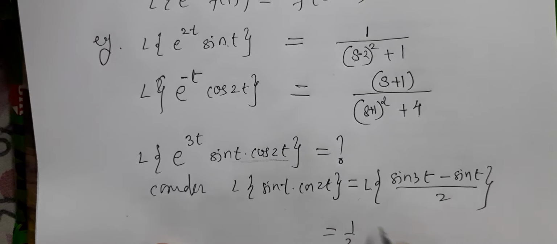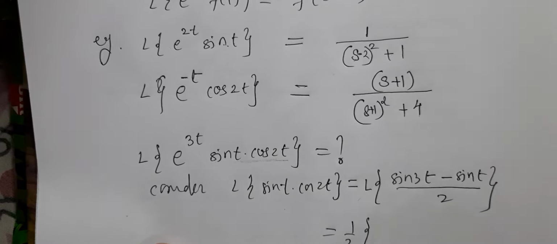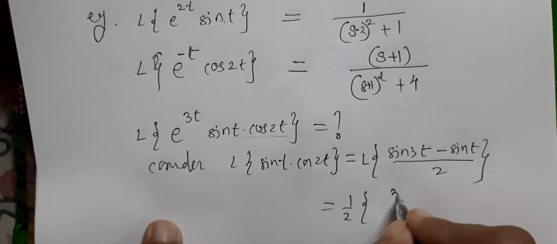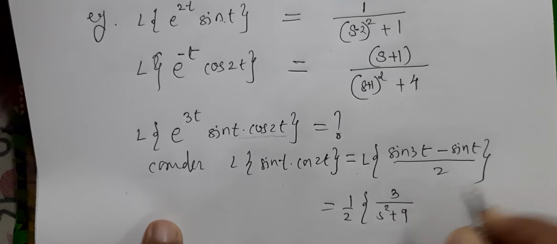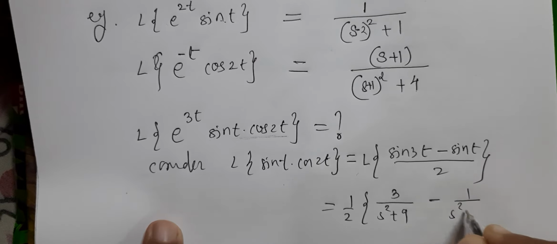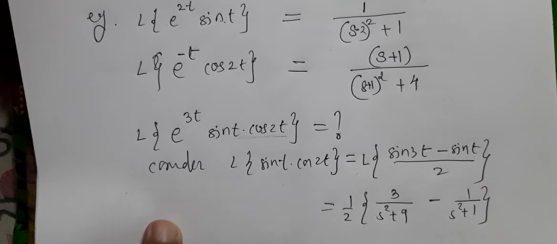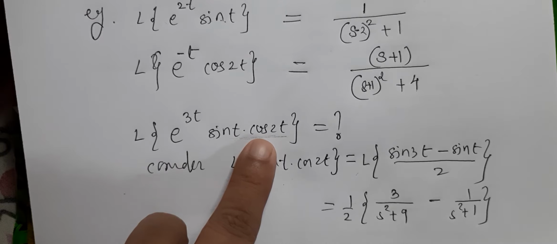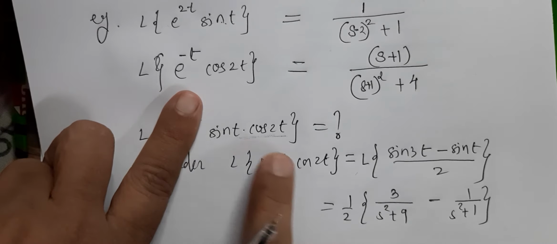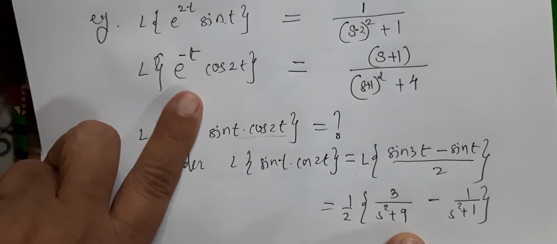Now 1 by 2 is a constant. Sin 3t. What is Laplace of sin at? It is a upon s square plus a square. Here also a upon s square plus a square. This was Laplace of sin t into cos 2t. Hide this. Find Laplace of remaining. Found out. What was the next step?